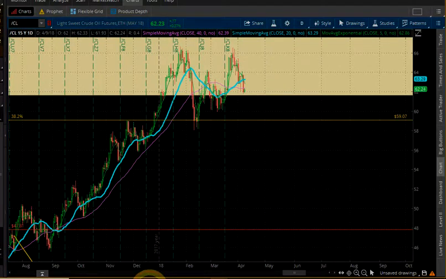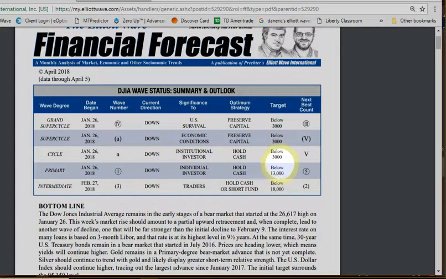I'm going to leave you again with this page. Below 3,000, a cycle degree bear market, that's not something you can hold through. So when you call up your broker and he tells you, oh, you're young, you've got plenty of time, look, most of us alive today put money into the Dow or into the market when the Dow was much higher than 3,000.